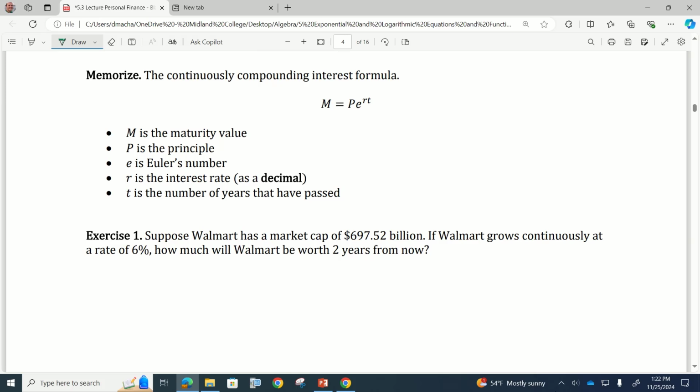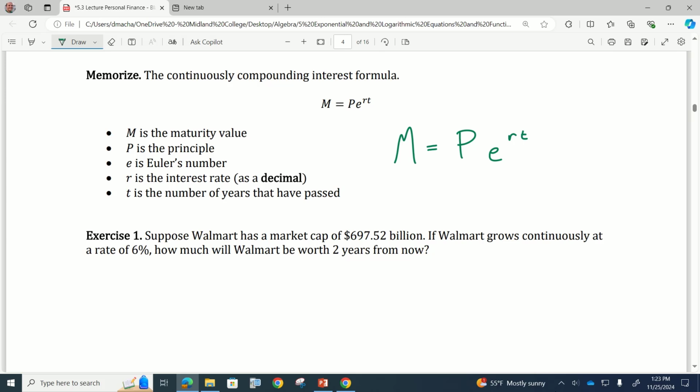Now, there's another formula. This is called the continuously compounding interest formula. And this says M is equal to P times e raised to the power RT. That little lowercase e is Euler's number, so that's like 2.7.